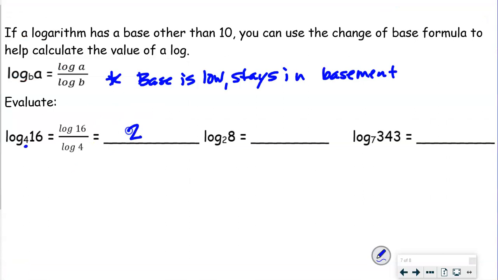2 it is. Okay, now I'm going to show you how to write this first before we enter it in the calculator. So again, we're going to put the log 2 on the bottom and the log 8 on top. Over here, log 7 and log 343. So once again, go ahead and put these in the calculator and tell me what you got. So hopefully you got 3 for this one.